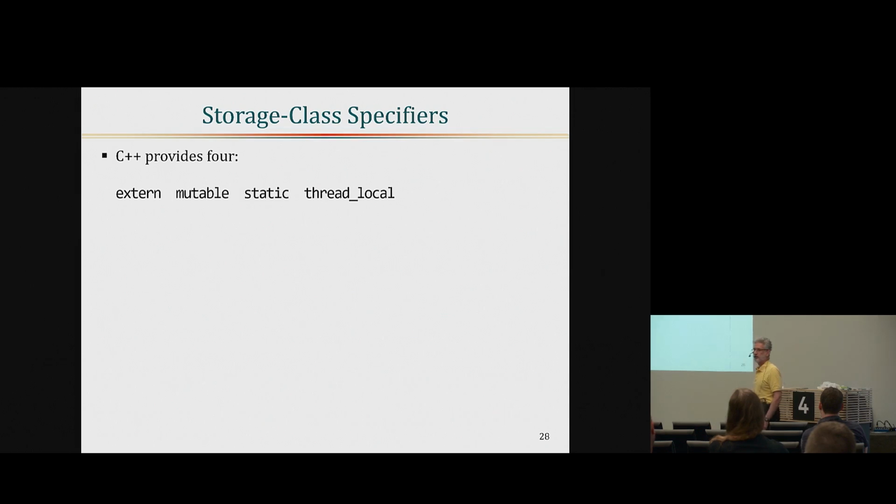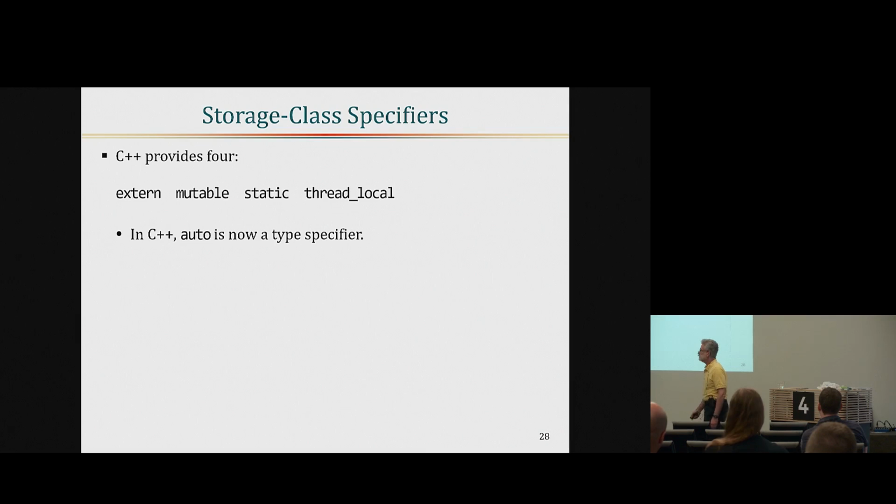C++ provides these four: extern, mutable, static, and thread local. There is some overlap. Mutable is used only in the declaration of class members, and it's a way of essentially nullifying constness. And it's put in with the storage classes, but it's arguable that it doesn't really behave like the other storage classes in the way that I'm about to show you.